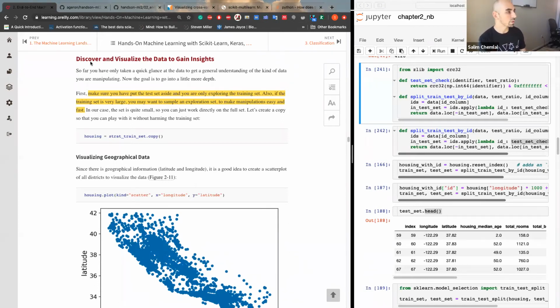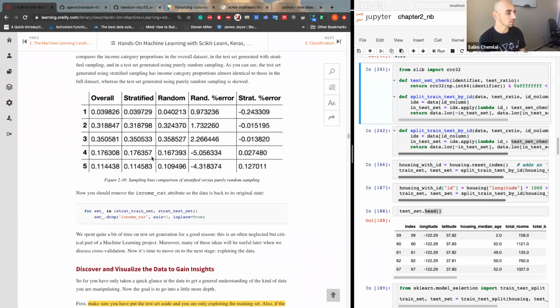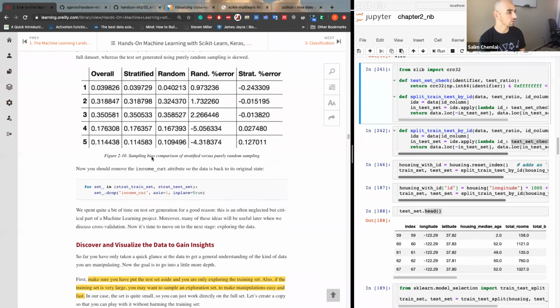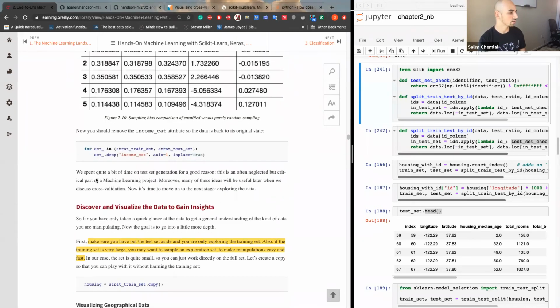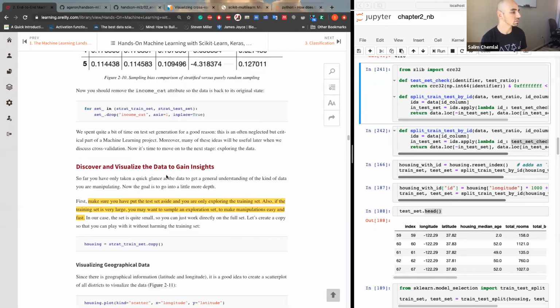Okay, now we're going. So we compared here. That was the last thing, and he showed that using stratification is better than using random sampling. I believe there was a question somebody posted about this. But yeah, we spent quite a bit of time on test set generation. Yes, we definitely did spend a good amount of time, but I think it's worth it because many points were discussed.